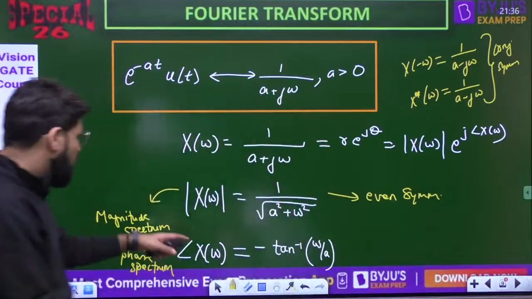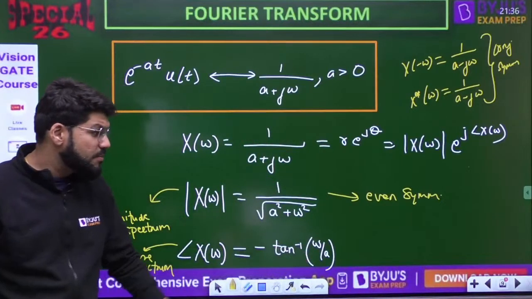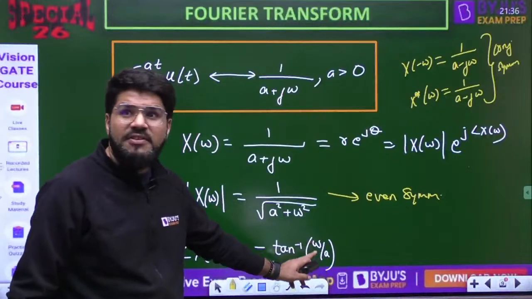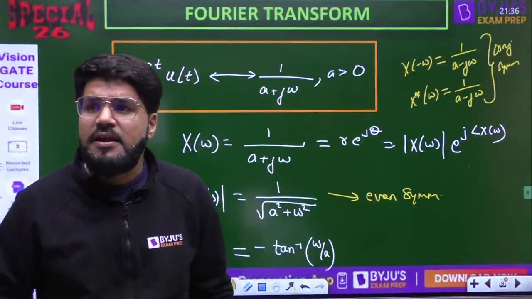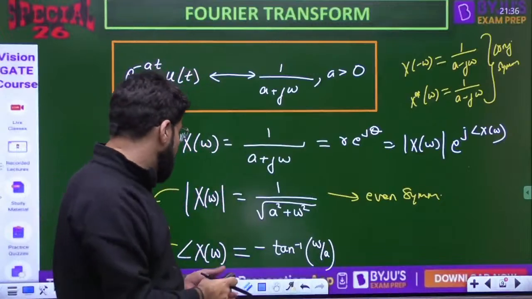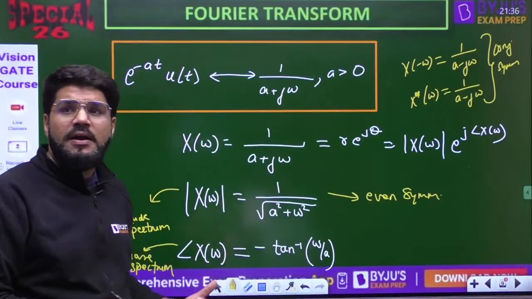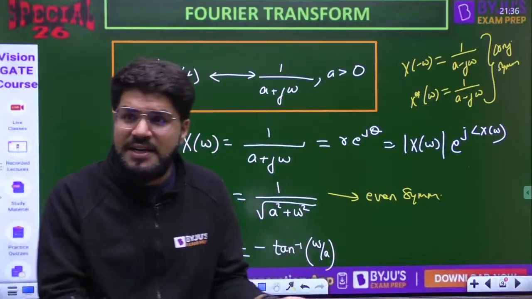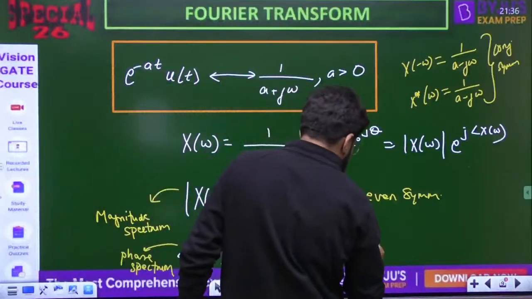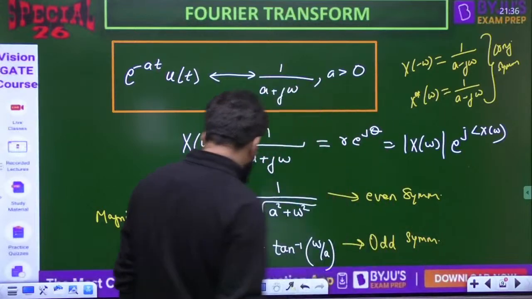Now, what about the angle of X omega? It is minus tan inverse omega by a. What is tan inverse of minus theta? Minus tan inverse theta. So if you replace omega by minus omega, you are going to get minus of the angle of X omega. f of minus x is minus f of x. That is odd symmetry. I hope you all know even and odd symmetry. I am just telling you orally. So this is odd symmetric.